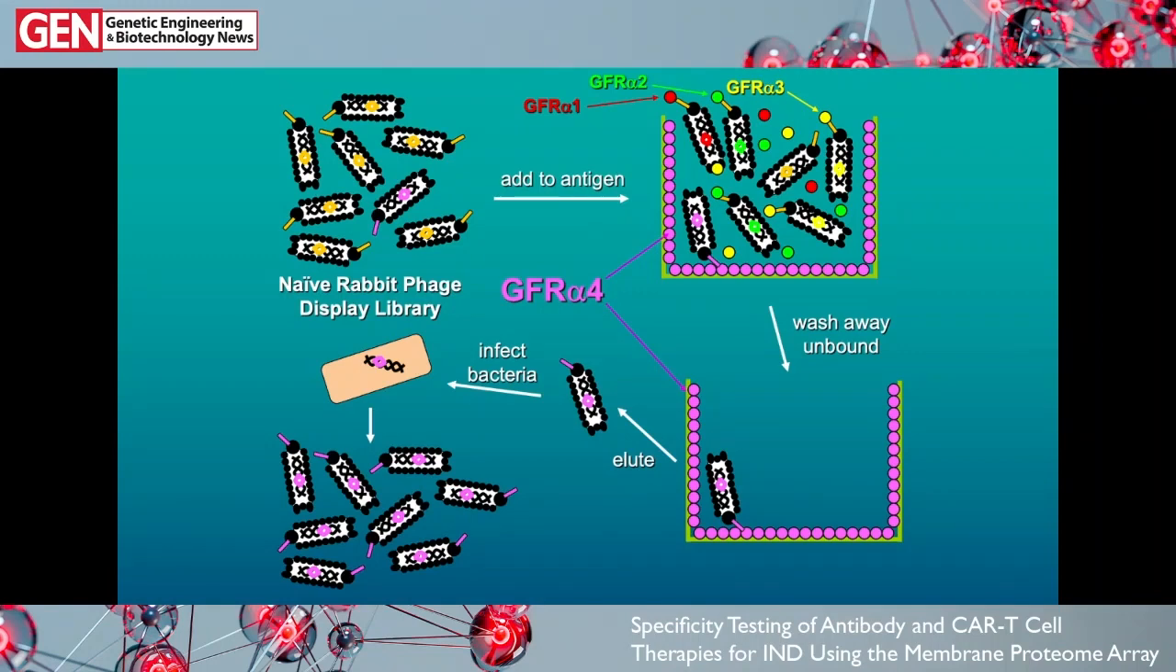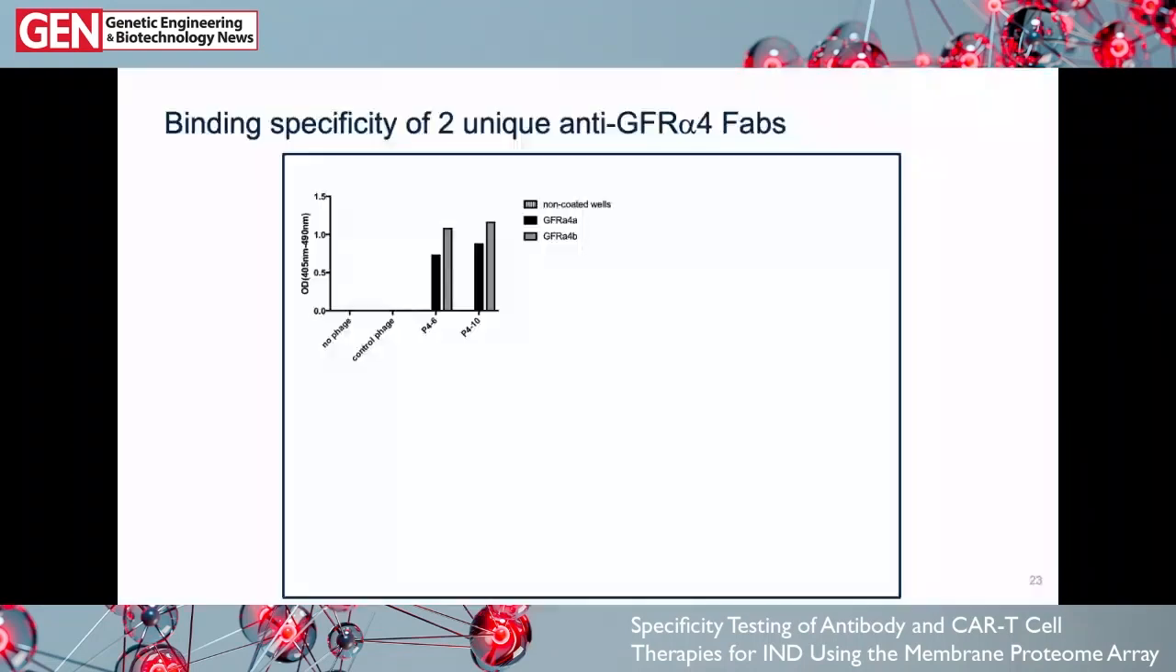In order to avoid the isolation of anti-GFR alpha 4 antibodies that might cross-react with other GFR alpha family members, high concentrations of soluble GFR alpha 1, alpha 2, and alpha 3 were used to absorb out potentially cross-reactive phage. From the panning campaign, 2 unique antibodies named P46 and P410 were isolated. Shown here is an ELISA showing the binding of soluble P46 and P410 Fabs to both isoforms A and B of GFR alpha 4.